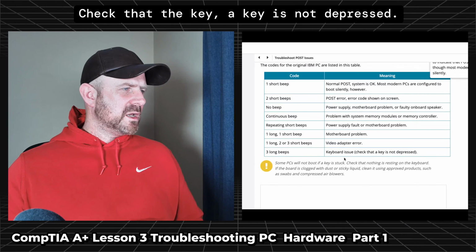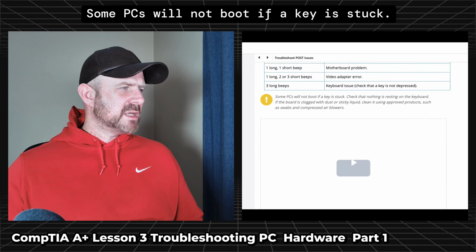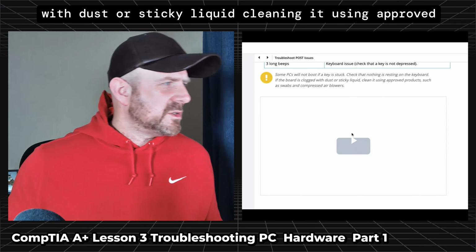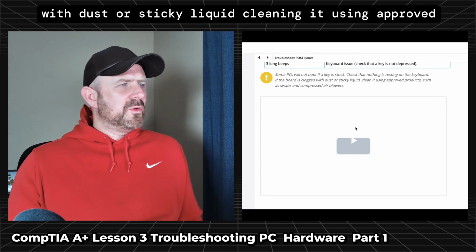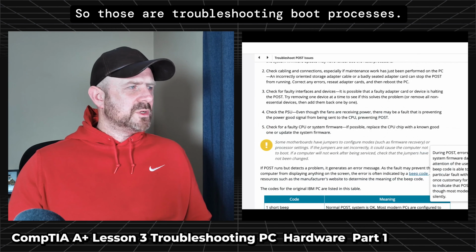Check that a key is not depressed. Some PCs will not boot if a key is stuck. Check that nothing is resting on the keyboard and that it is not clogged with dust or sticky liquid, cleaning it using approved products such as swabs and compressed air blowers. So those are troubleshooting boot processes.